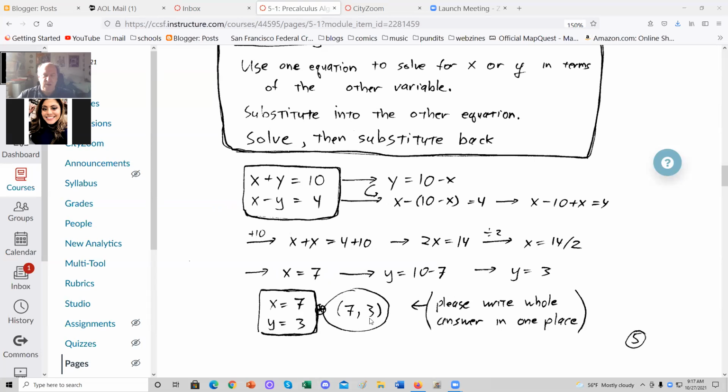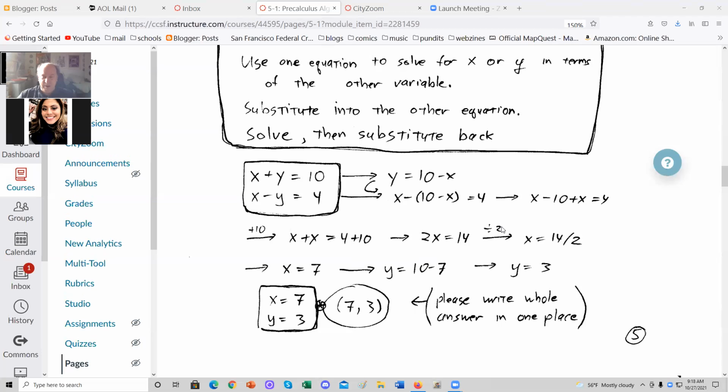There's the solution. I request that in your homework, you please write the whole answer in one place. It does not do to write x equals 7 on this corner of the page and y equals 3 on the opposite corner of the page, because that makes it more work for me. Please, I have enough work to do. Please do just that little bit of work just to make the answer clear, because clarity is the main virtue in mathematics.